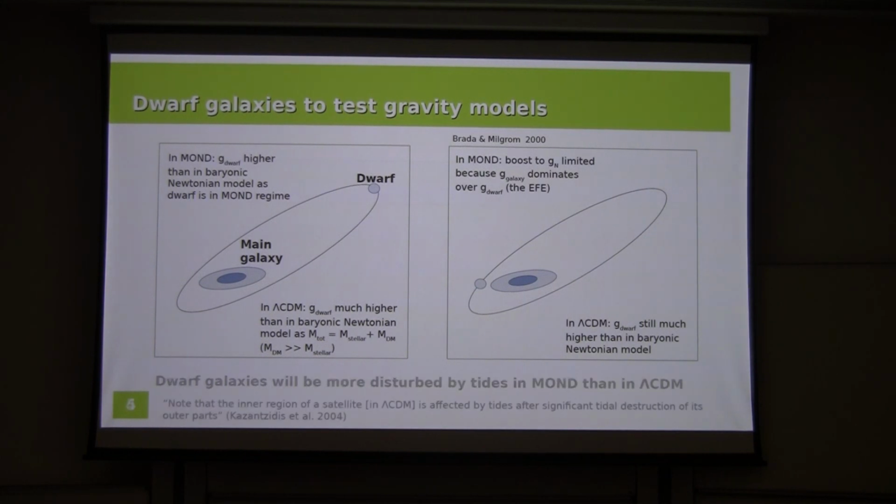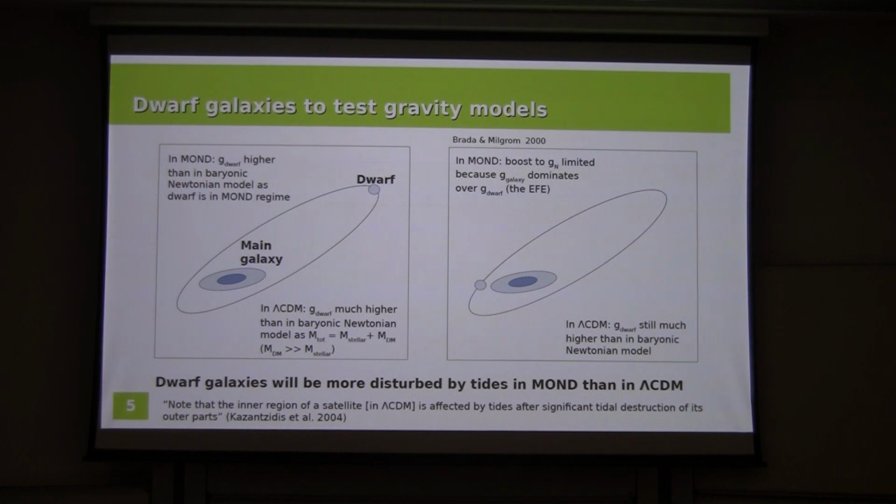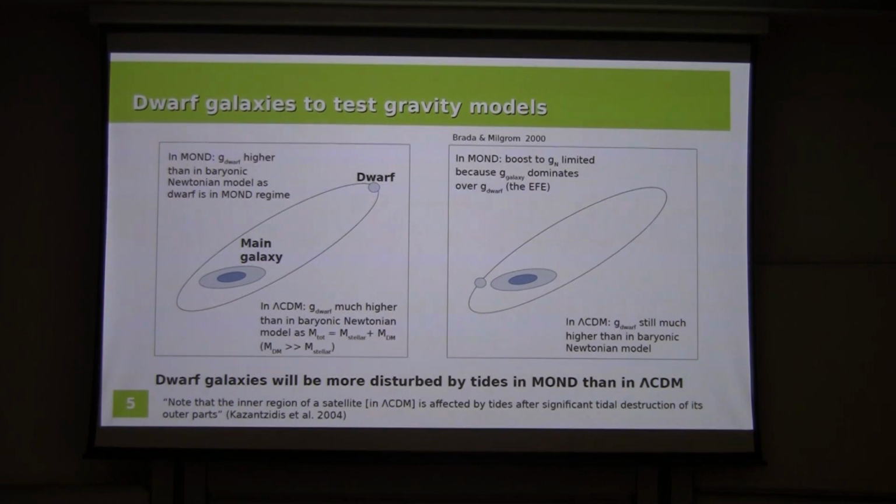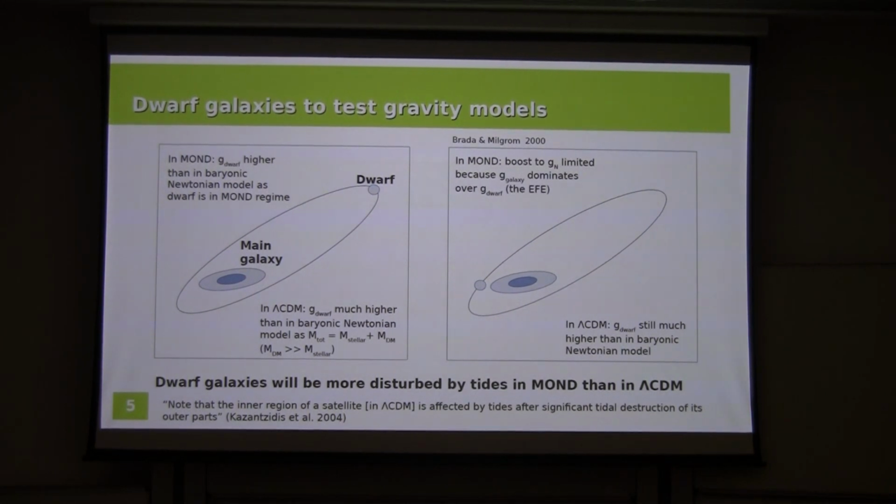What we should get from this is that dwarf galaxies in the MOND case are going to be more susceptible to being disturbed than in lambda CDM, because in MOND they get this external field effect, and in lambda CDM they don't. Also, in the lambda CDM case, you would need to first destroy the dark matter part before you can actually touch the baryonic part.